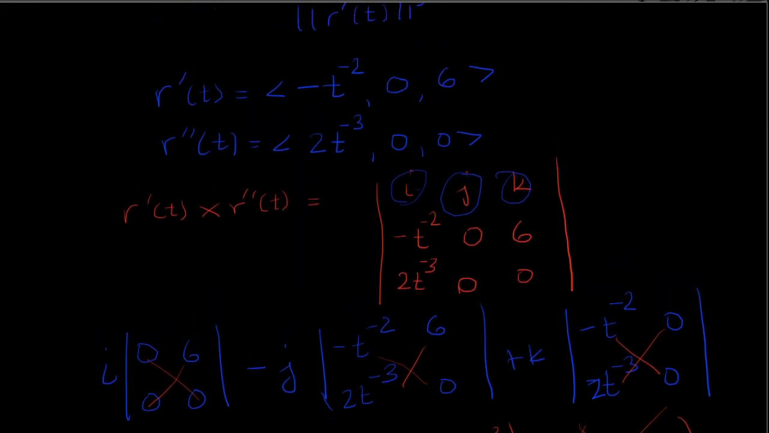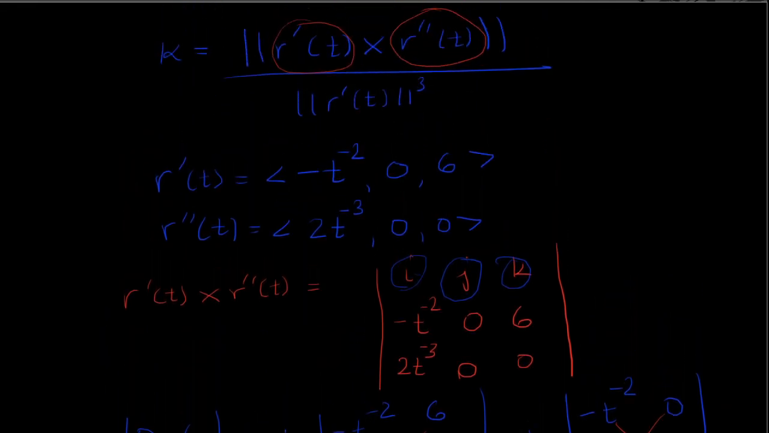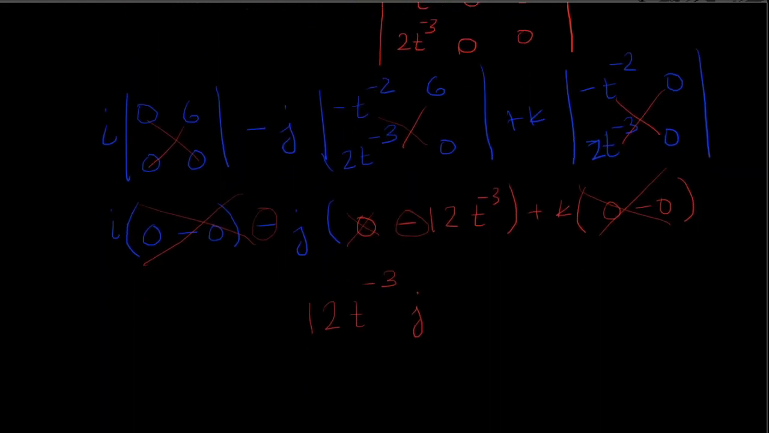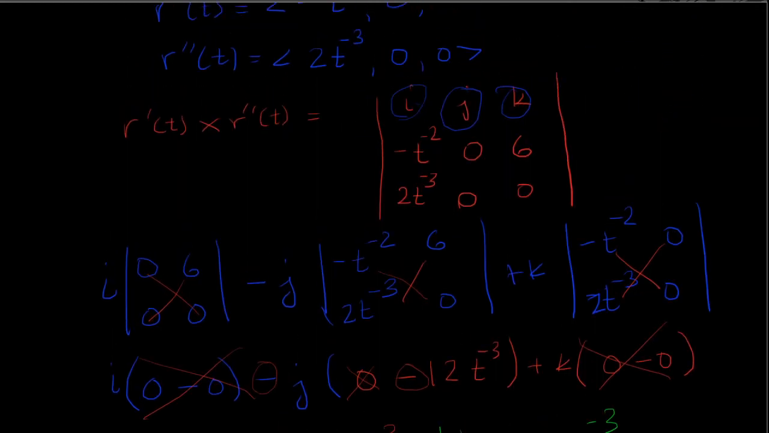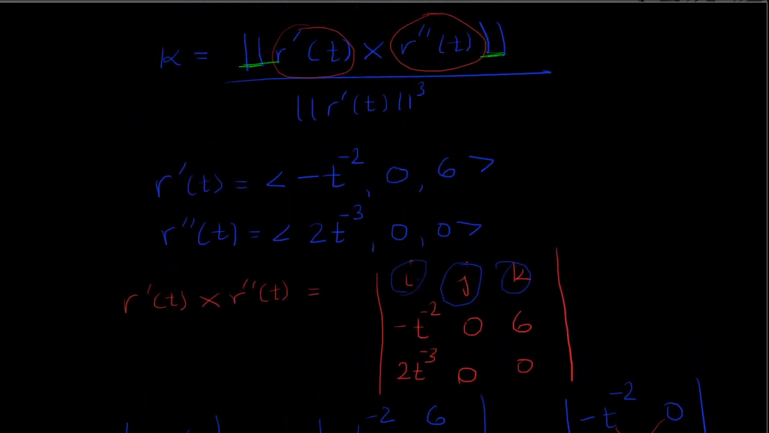The next thing we need to do, based on the formula, is find the magnitude. So we have the magnitude here. Because it's just a single vector, the magnitude is just going to be itself. So that's just going to be 12t to the negative third power. And lastly, we'll be looking at the denominator. So I guess we could just write the top here, 12t to the negative third power.